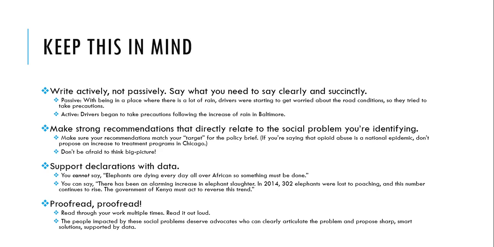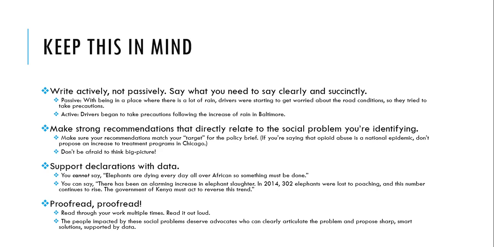So, for example, we can't say in a policy brief like the one we're working on, elephants are dying every day all over Africa, so something must be done, right? That doesn't say anything about how elephants are dying, what country they're dying in, who's responsible for the fact that they're dying, who's responsible for doing something, right?